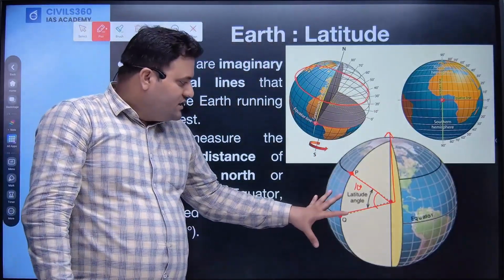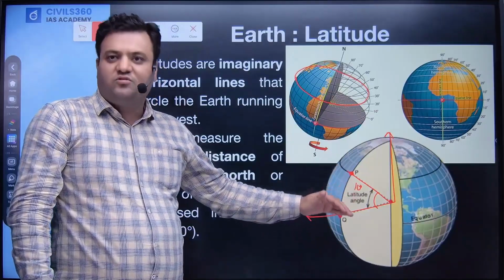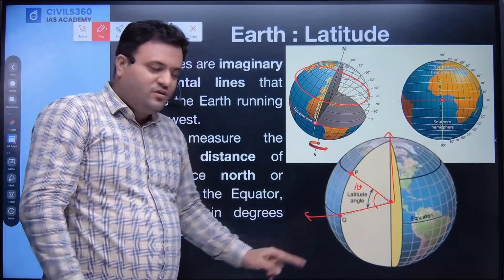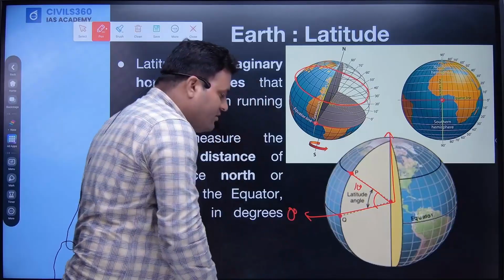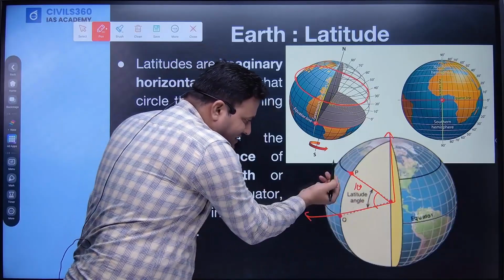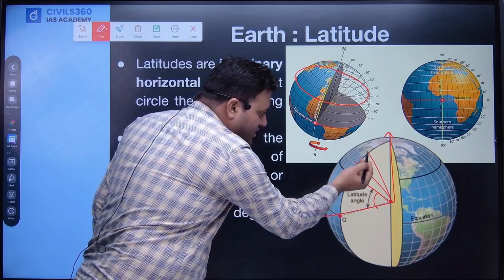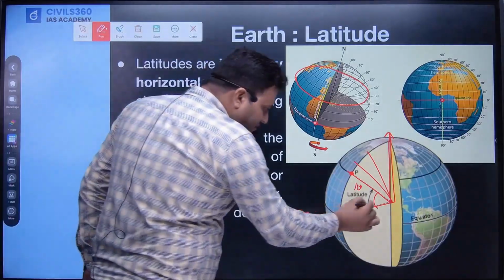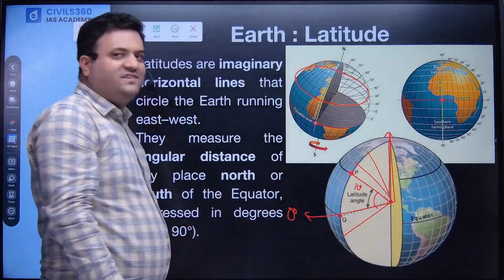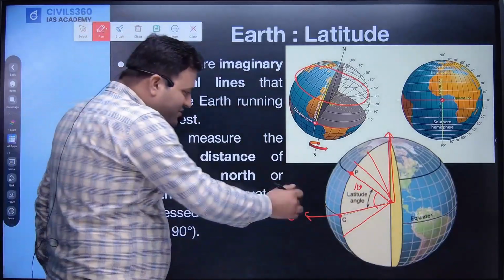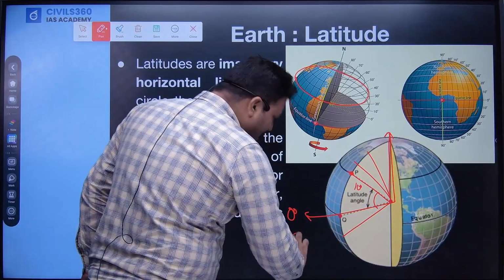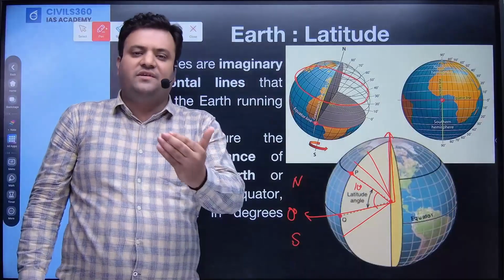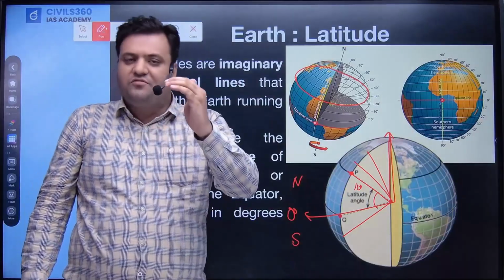Our Earth is divided into two hemispheres, Northern Hemisphere and Southern Hemisphere, based on this plane. So this is 0 degree, this is 10, this is 20, 30, up to 90. Likewise, we have the same thing on the other side. As we change the plane, this is the Southern Hemisphere and this is the Northern Hemisphere. It is the equator, the latitude which divides our Earth into two hemispheres.